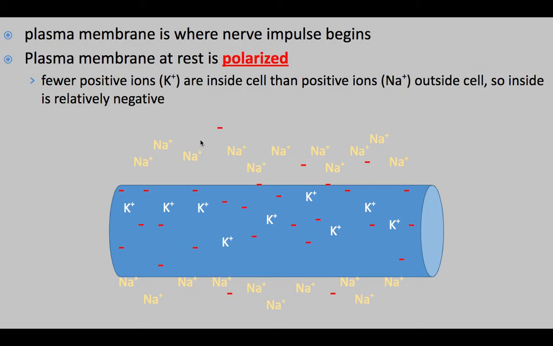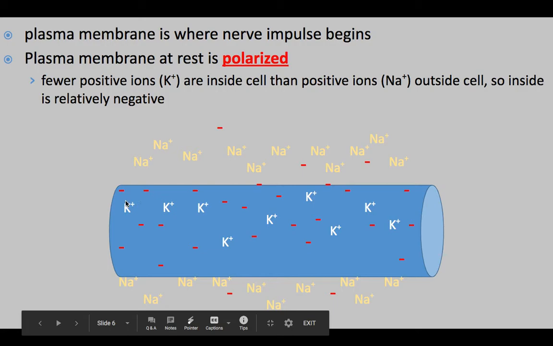But then you also have these little red minus signs sprinkled outside and inside. Those represent negative ions, and they're present everywhere. And if you have more positive sodium ions outside the axon than you have potassium ions inside the axon.